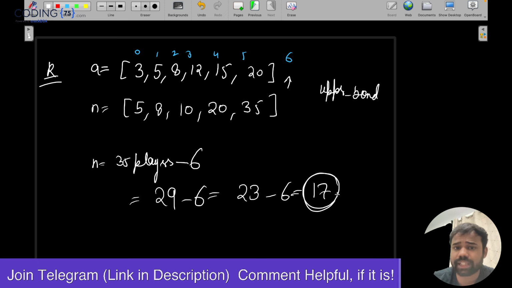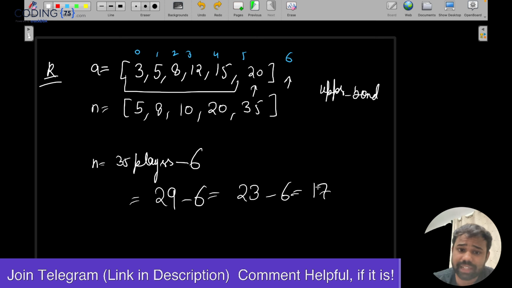Now for 17, if you see, the upper bound will come as 20. 20 is at index number 5. That means there are 5 positions in this array A which are less than or equal to 17. Means you cannot remove the 20th player, but all these players will be removed. You will be able to remove these many players. So now again minus 5 equals 12, right?